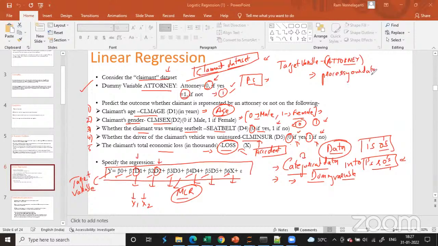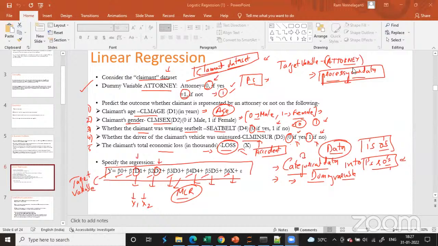So this is how you process your categorical information using the concept of dummy variables, converting your categorical data into ones and zeros first. So all these concepts you have to remember, take down notes, and learn. That is very important. So now we have our data set ready.